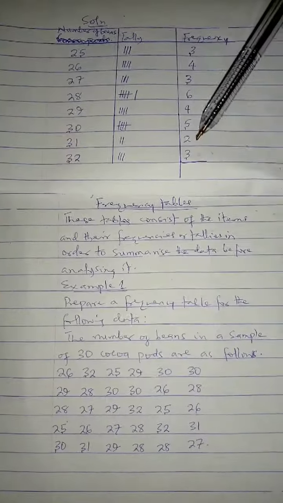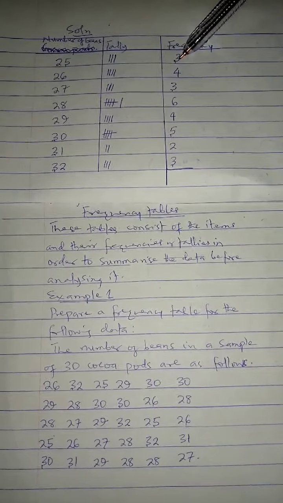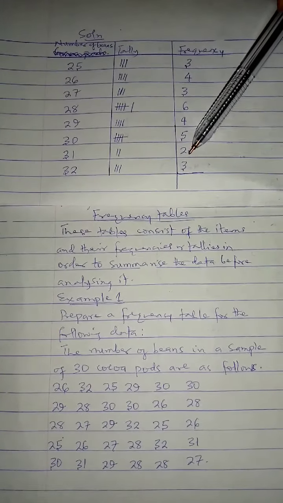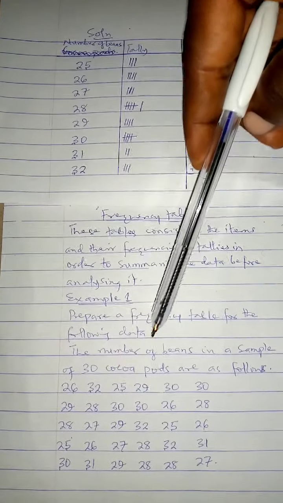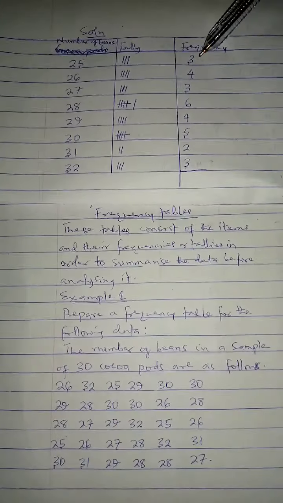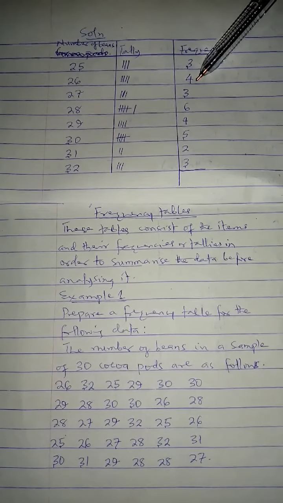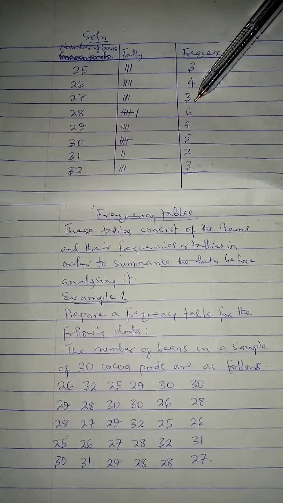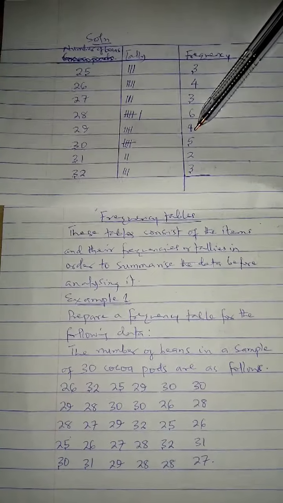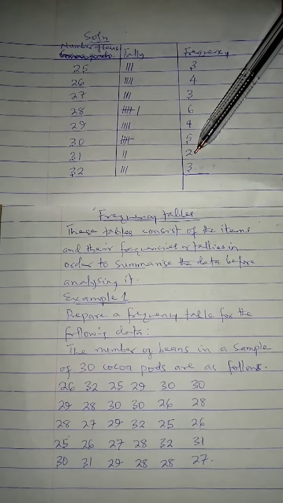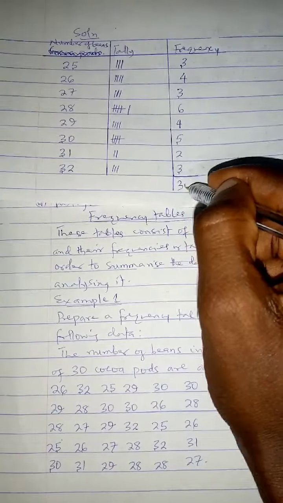3, making 3. Now, when you add everything here, it will give you the 30 cocoa pods they talked about. 3 plus 4, that is 7, plus 3, 10, plus 6, 16, 20, 25, 27, 30 to confirm the correctness of your work.